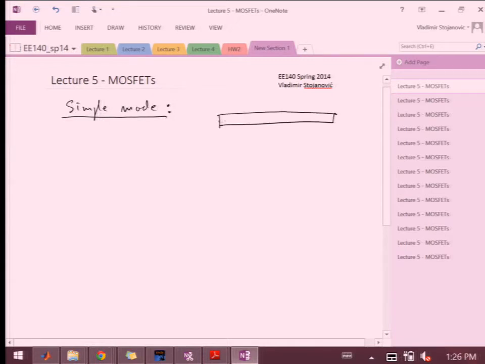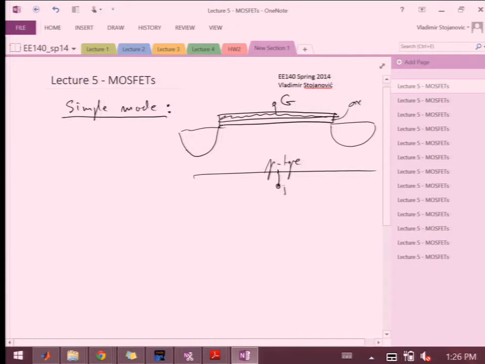So we have our sandwich, which is the metal gate, and then the oxide. And then we're going to add two pieces to it. This is our base, or body. This is going to be N+, and this is going to be N+. These are two other regions that are highly doped with donors. And this is going to be source, and this is going to be drain.